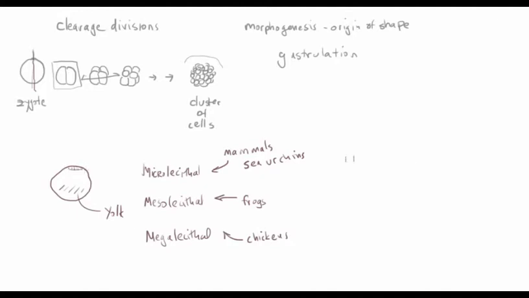We end up with a little plate at the top. This is going to be called the blastodisc. And the blastodisc kind of sits at the very top of the egg, and it undergoes gastrulation not all that differently from the way that we described it.